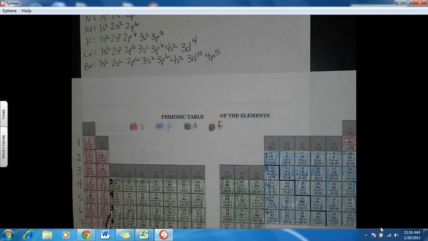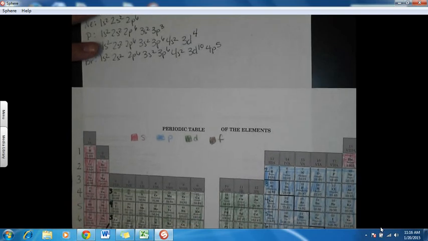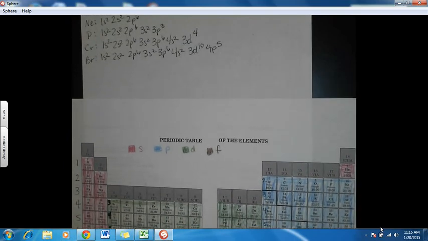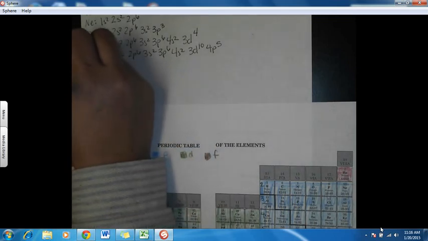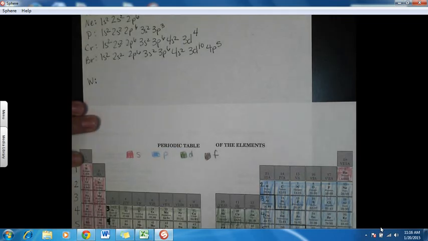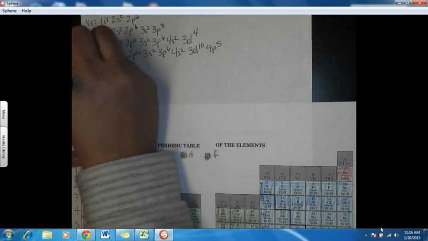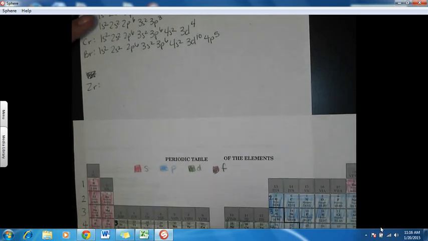Alright, as you can see, these will continue to get much longer. I'm going to leave you with a couple to do for class tomorrow, just so you can practice on your own. So go ahead, let's see. Oh, I don't want you to do that one. Let's do zirconium and gallium and we'll do sulfur.